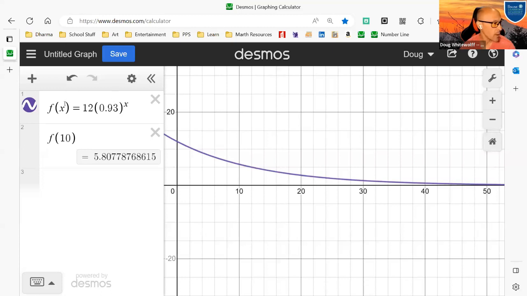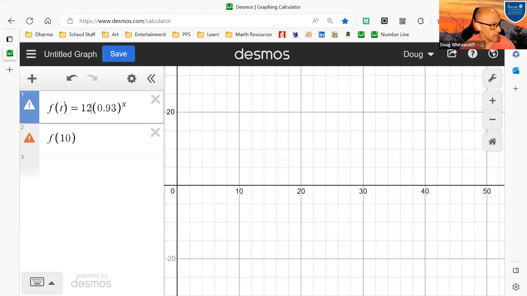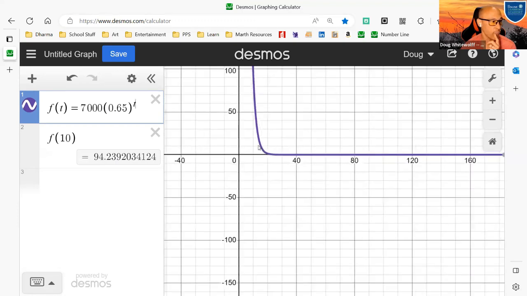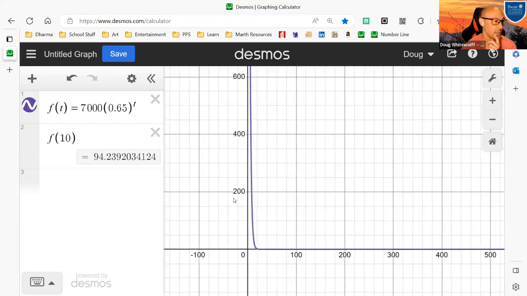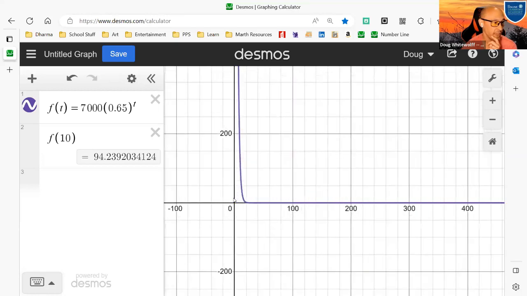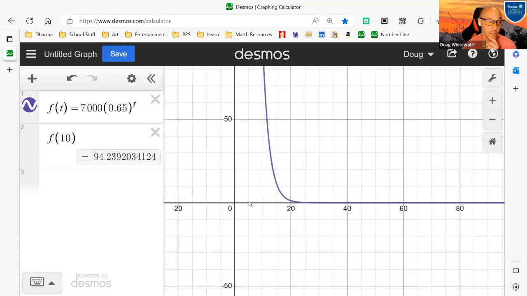So let's have a look. We can put in t here if we want to. And we can change this to 7,000. And then our multiplier, or the base, is 0.65. And then we'll need to change this to a t. Now, after 10 days, there will still be 94 bacteria. Okay. So we can see that if we're starting at 7,000, it goes down really fast at first, but then down here it starts getting slower.